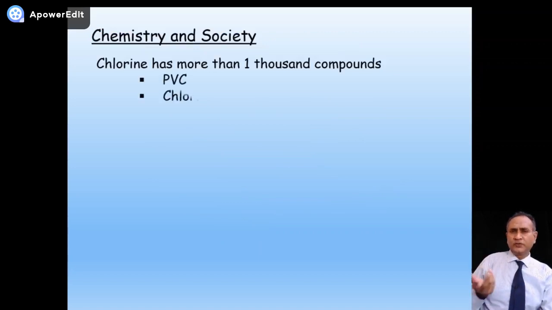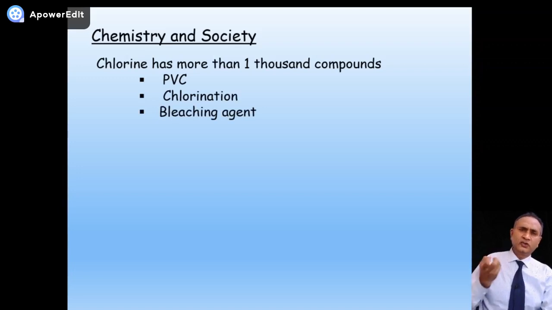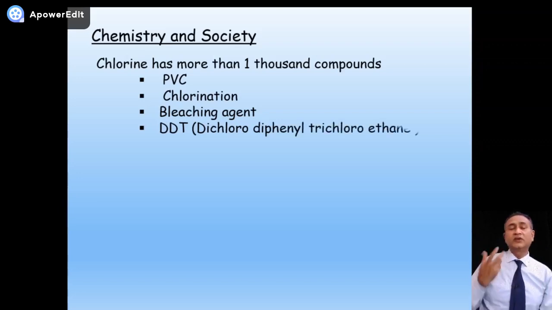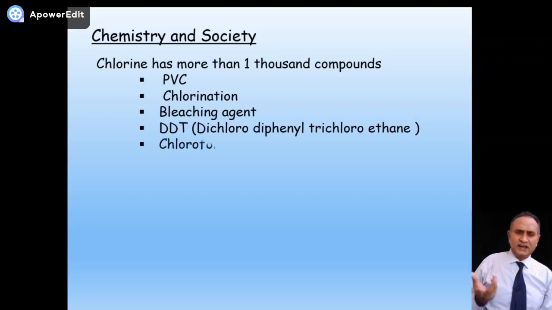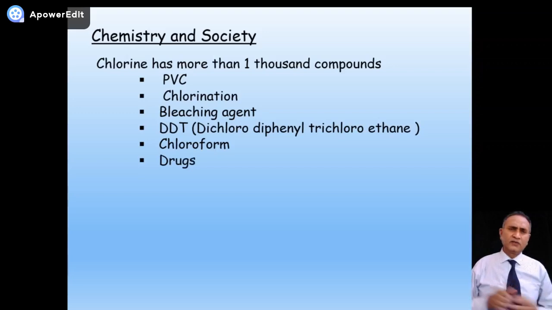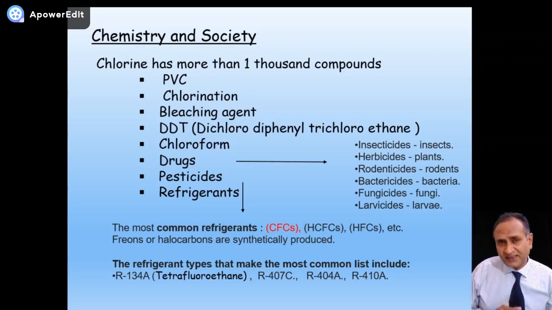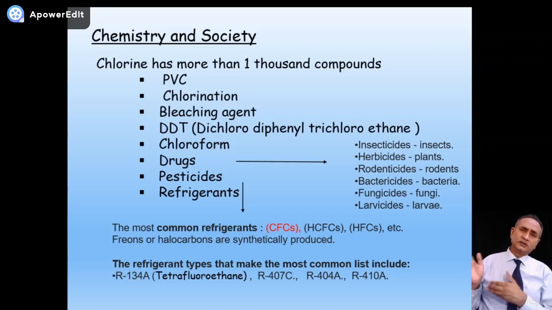Then, in our book, chlorine is chosen as a sample. Chlorine has more than 1000 compounds, which are extensively used in our daily life. You can see on the screen, like for making PVC pipes, chloroform, DDT, I told you in detail. Pesticides, drugs, and refrigerant gases, the gases which are used as cooling agents in our refrigerators, in our ACs or other cooling machines. So all of these are different compounds of chlorine.